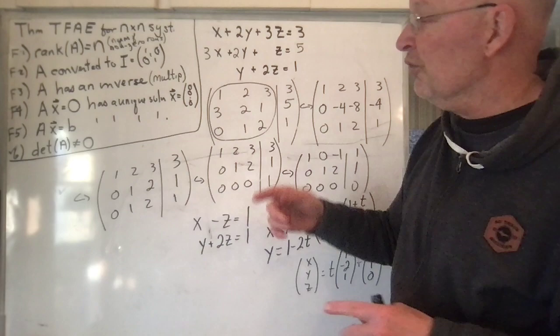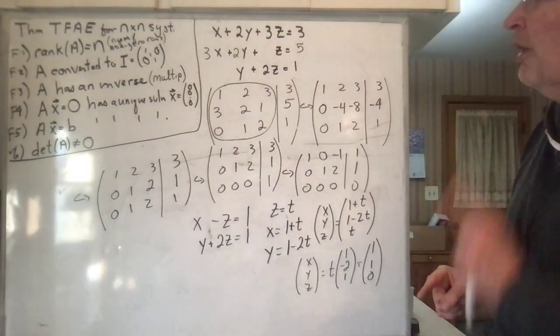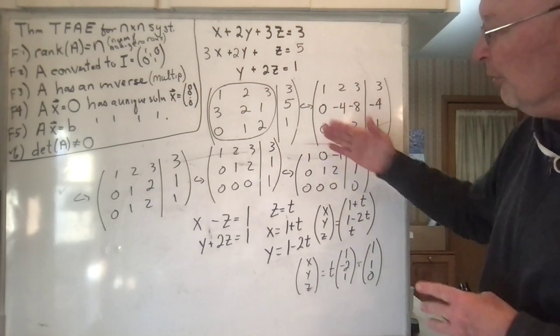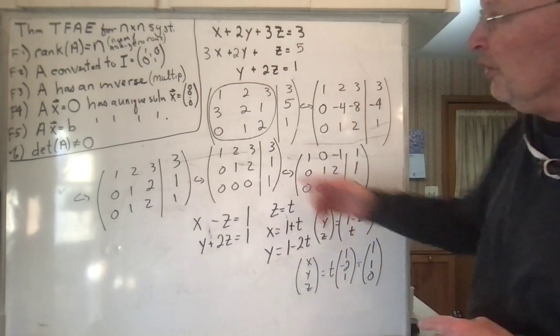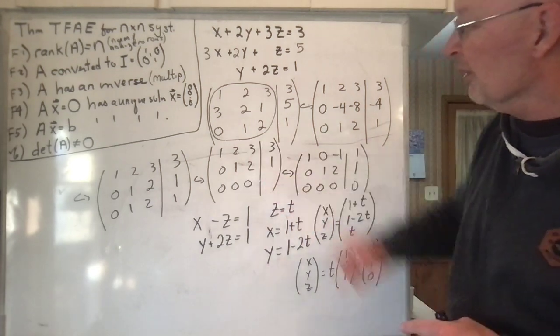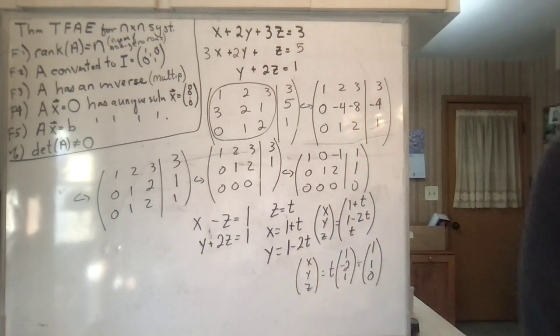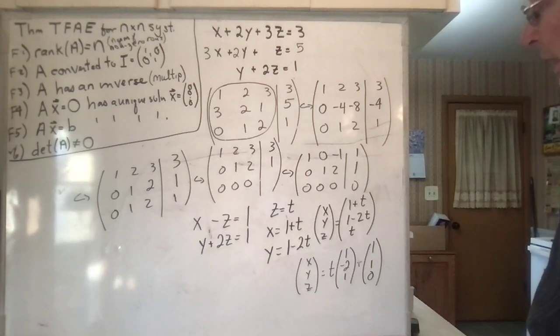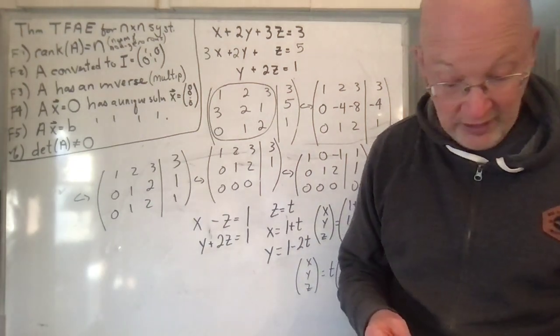So a unique solution means exactly 1 and only 1. If it's not unique, there's 2 ways to not be unique. It's either because you've got an infinite number of solutions or because you have no solution. Okay? So that's the most important thing to say there. I think that covers what I want to say here.